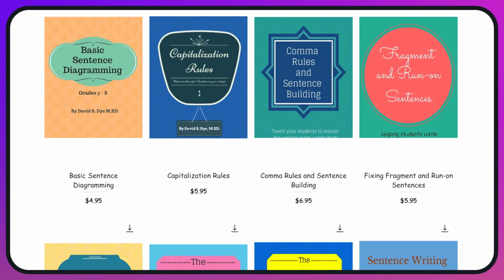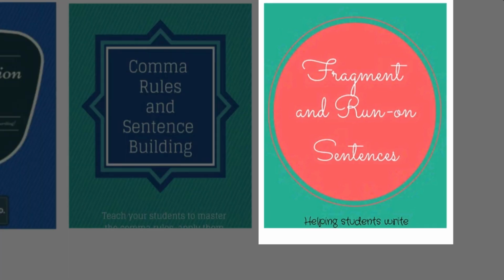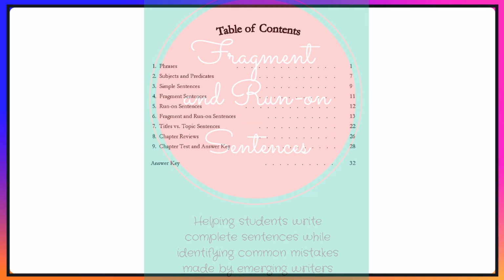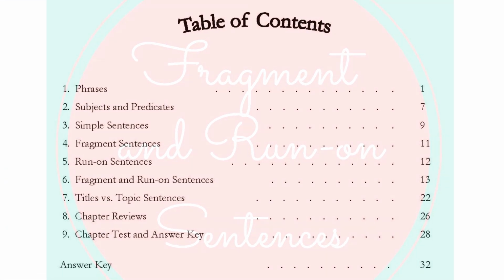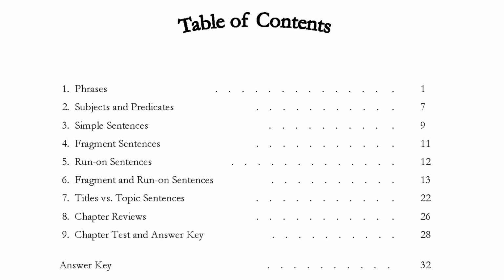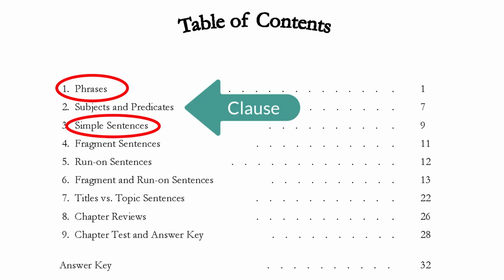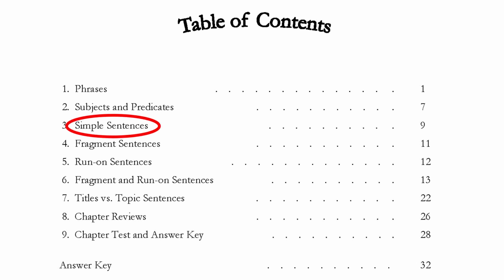So this mini book on capitalization is a really fun way to learn the capitalization rules. The next one, fragment run-on sentences. Like I said, with sentence diagramming, even middle schoolers have trouble with what's a complete sentence, what's not a sentence. You can see from the table of contents, the students are going to learn the difference between a phrase, a clause, and a sentence. Now, clauses will have subjects and predicates, but may still be fragment sentences. And a sentence might have multiple subjects and predicates, but it may or may not be a run-on.